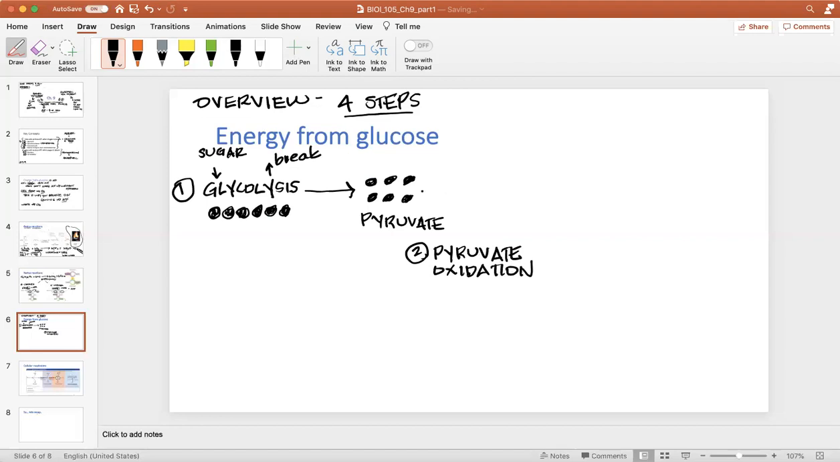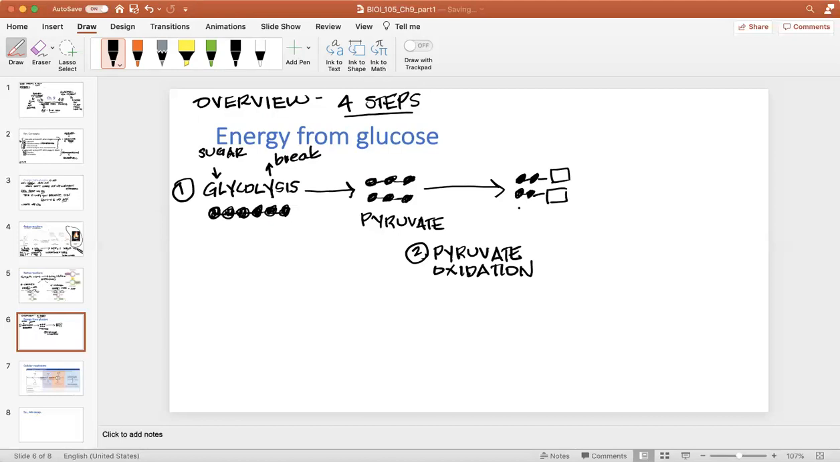Okay, in pyruvate oxidation, what happens is we're going to go from 2 3-carbon pyruvates to 2, and I'm going to draw lines here so we know that these are all connected to one another, just in case that gets a little confusing. All right, these are all connected. Okay, so we're going to go from 2 3-carbon sugars called pyruvate to 2 2-carbon sugars that are attached to another molecule called CoA, okay?